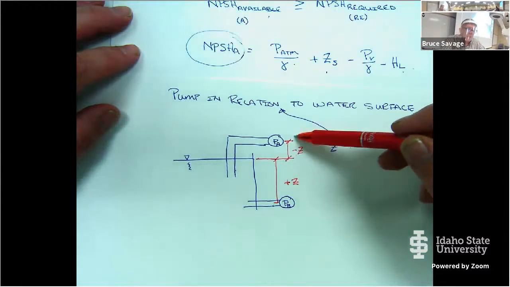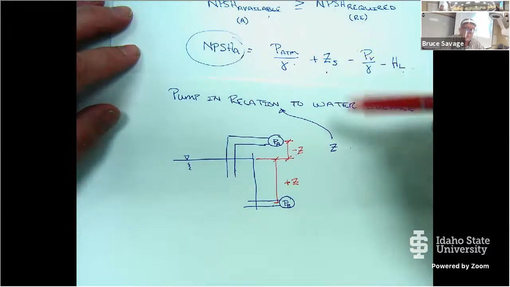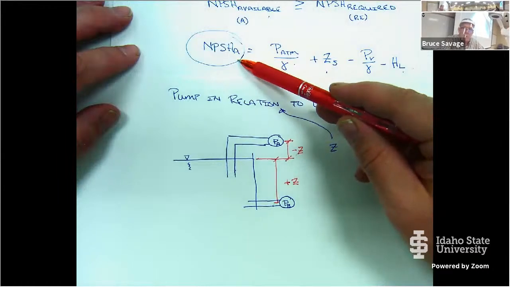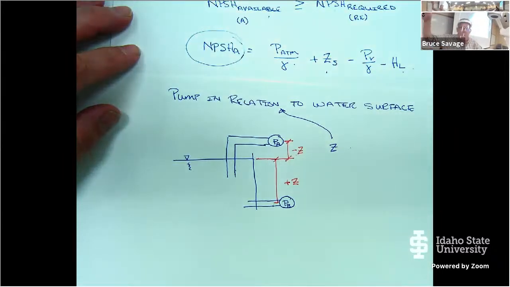If I have to go above the water surface, that's negative. If I want to find the location of my pump, I let the net positive suction head available equal the net positive suction head required and solve for delta Z. If I get a negative Z, that tells me the maximum height I can put my pump above the water surface. Now, I'm going to probably want to come down a little bit for safety. If it tells me that I have a positive value, that means I have to be underneath the water surface to get the correct value.